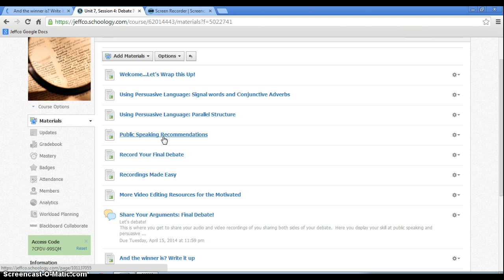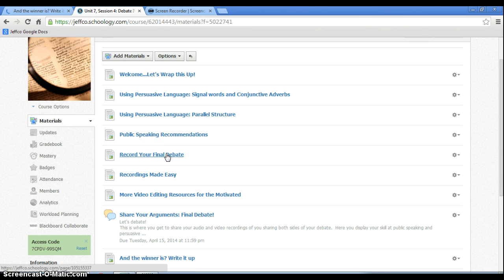This slide here is on public speaking recommendations. This isn't public speaking in that you're going to be recording your arguments, but it still involves a fair amount of the same skills. Being able to pace yourself, speaking clearly, enunciating new terms, speaking with good pronunciation. So you'll find some recommendations here. Again, all of this in the beginning is just for your information.